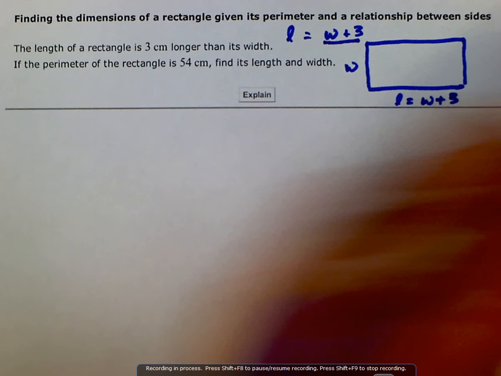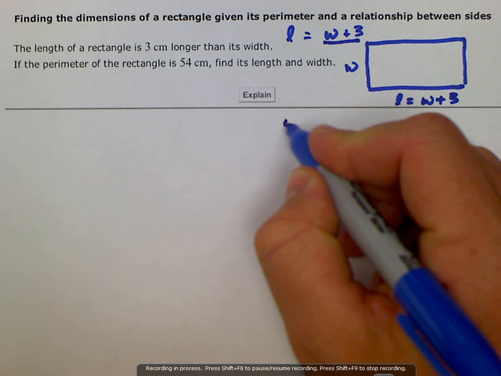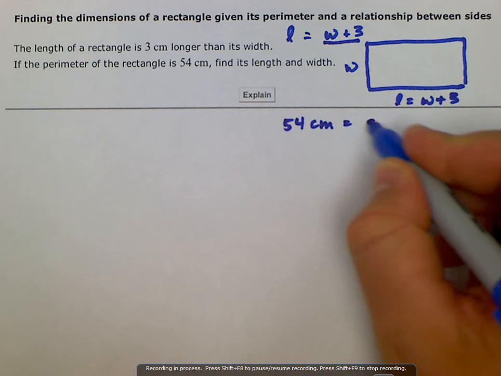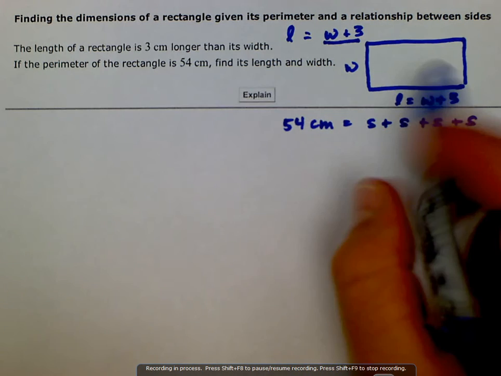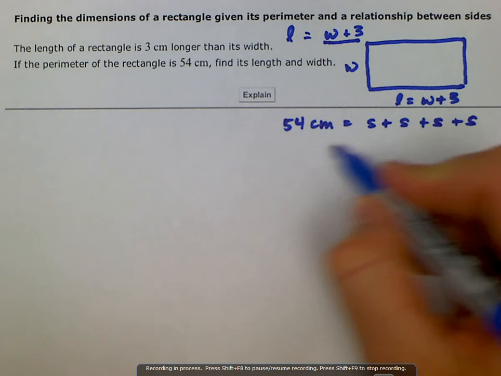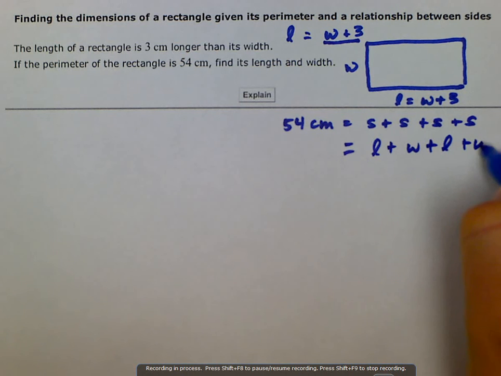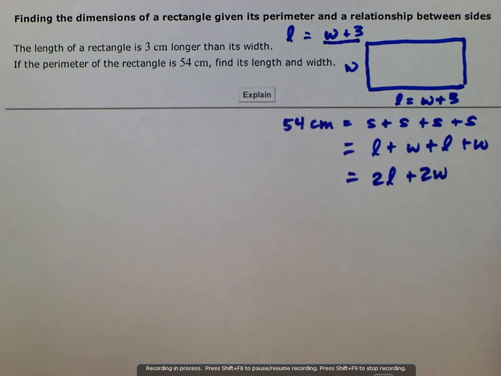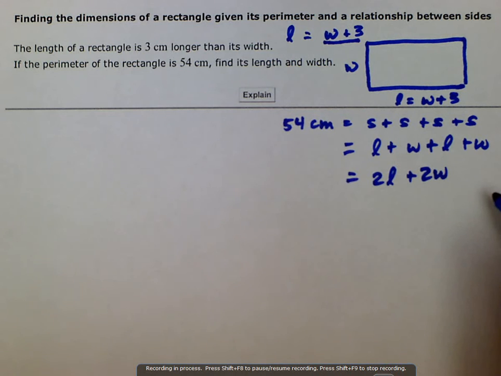Now it's asking for the perimeter. It's saying that the perimeter is 54 centimeters. Well, we know that the perimeter is just side plus side plus side plus side. So we want to add up all the sides. We could have length plus width plus length plus width. That equals 2 length plus 2 width. Except now we have 2 variables and can't easily solve unless we had a second equation.